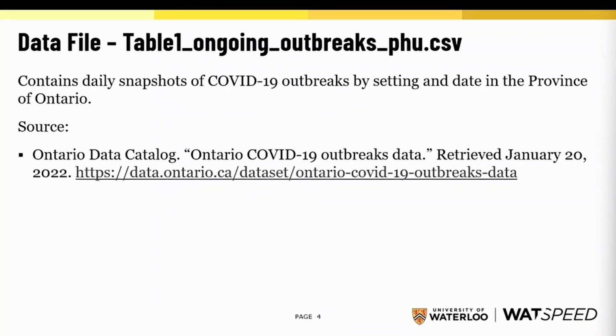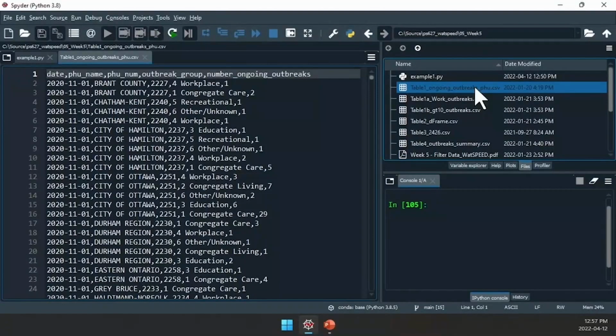Our data file this week is table 1 ongoing outbreaks phu.csv, and this is a daily snapshot of COVID-19 outbreaks by setting and date in the province of Ontario. And this data has been adapted from the following data source. Let's take a quick look at it using Spyder. All right, we've jumped over to Spyder, and we're taking a look at table 1 ongoing outbreaks phu.